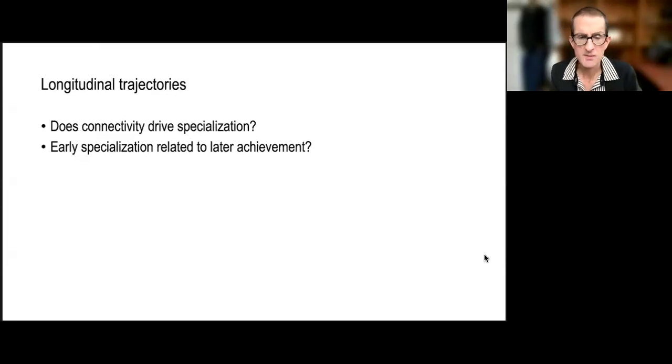Okay, so I'm just going to briefly touch on some of the other aims of this project and not talk about them in detail. You may remember that there were 4 other aims. One was, does connectivity drive specialization? The other one was, is early specialization related to later achievement?